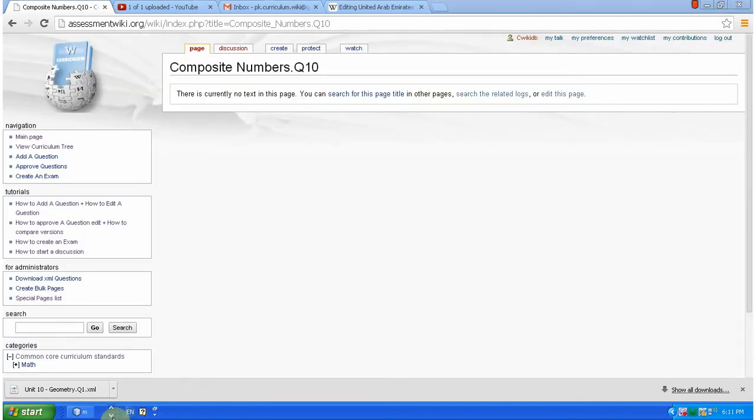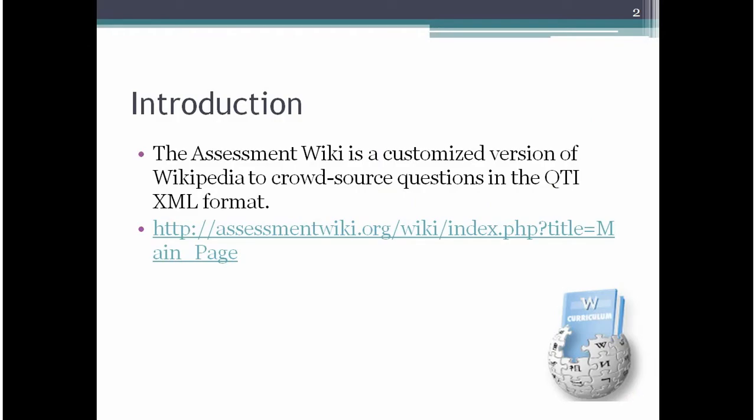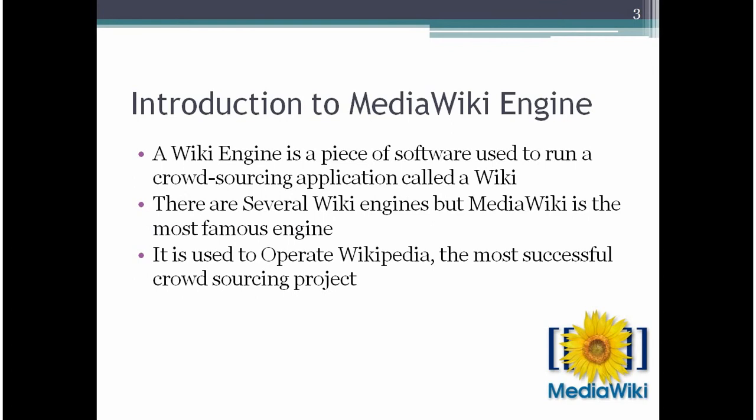Let's go back to the presentation. The MediaWiki engine is a piece of software that is used to run a crowdsourcing application called a wiki. It's a web-based application, as you already know. There are several wiki engines out there, but the most famous is the MediaWiki engine because it was used to run the most successful crowdsourcing project, which is Wikipedia.